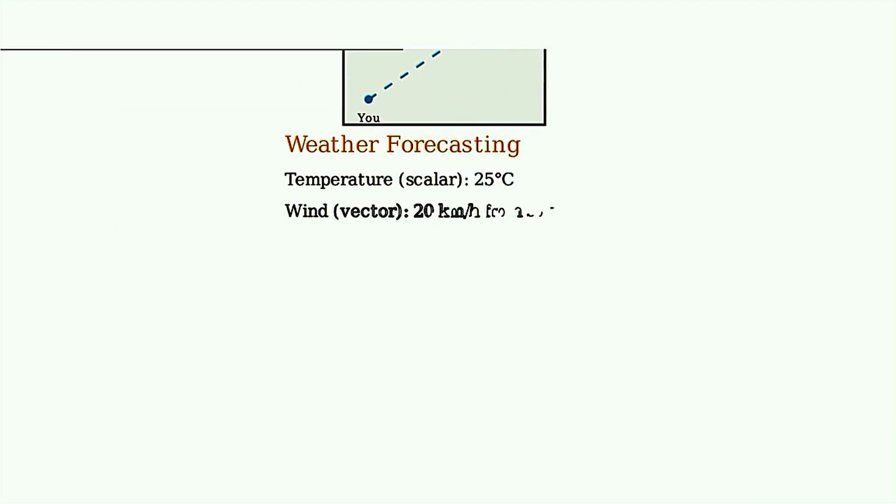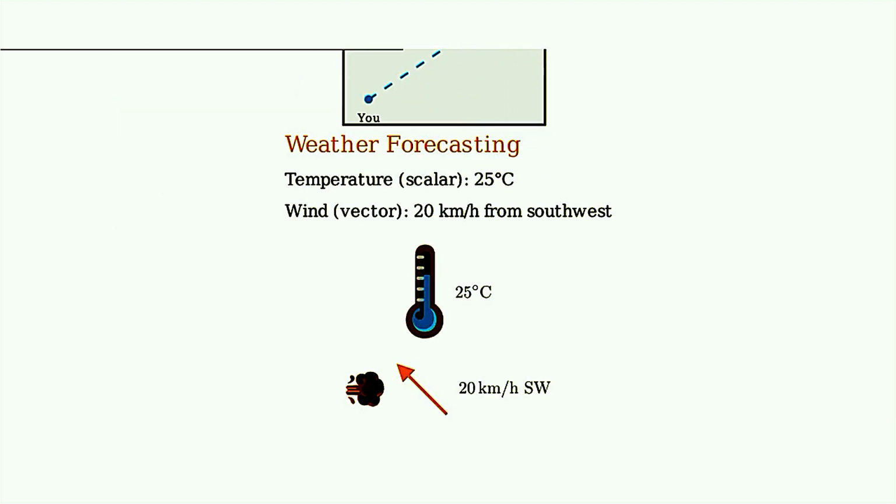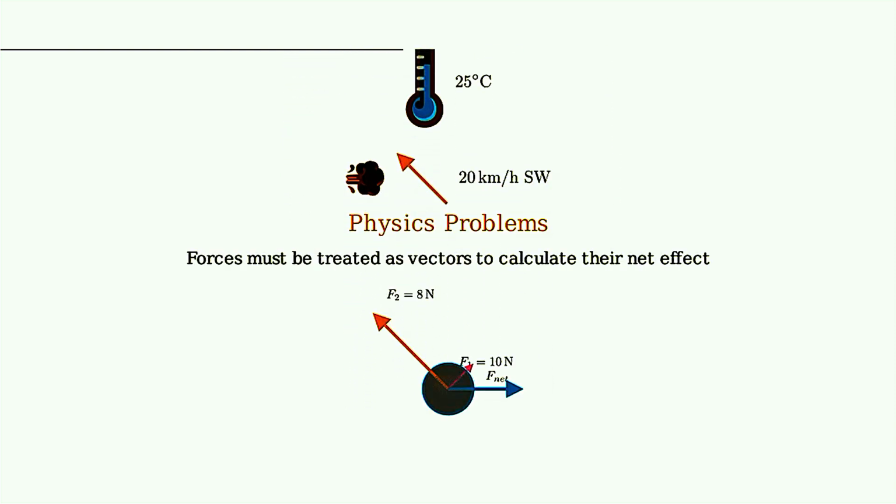In weather forecasting, both scalar and vector quantities are used. Temperature is a scalar quantity, while wind is described as a vector because it has both speed and direction, like 20 kilometers per hour from the southwest. In physics problems, distinguishing between scalar and vector quantities is crucial for solving problems correctly. For example, when analyzing forces acting on an object, we need to consider both the magnitude of each force and its direction to determine the net effect.